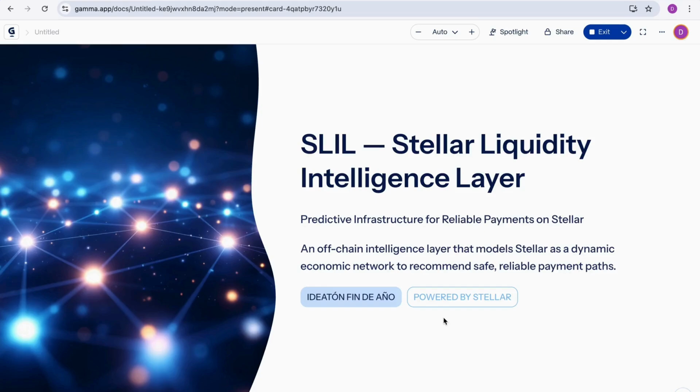Myself Dinesh Kumar. Today I am presenting SLIL, the Stellar Liquidity Intelligence Layer. SLIL is a predictive infrastructure layer designed to improve payment reliability on the Stellar network. This project focuses on infrastructure intelligence, not another wallet or payment app.